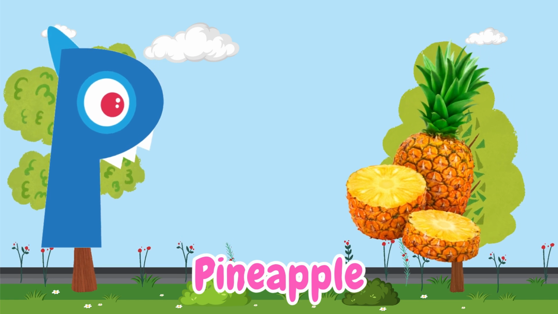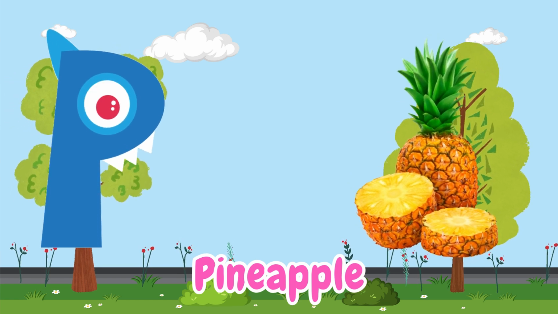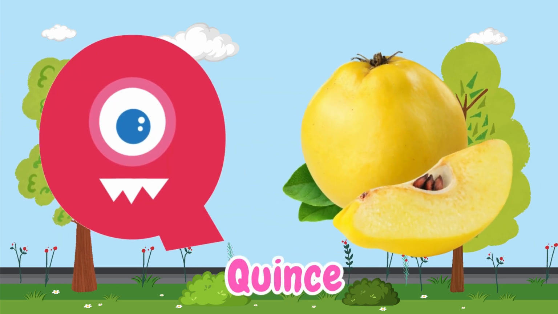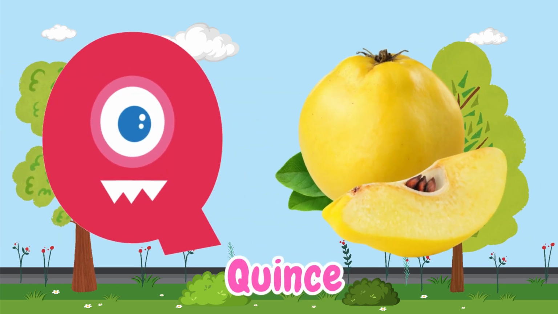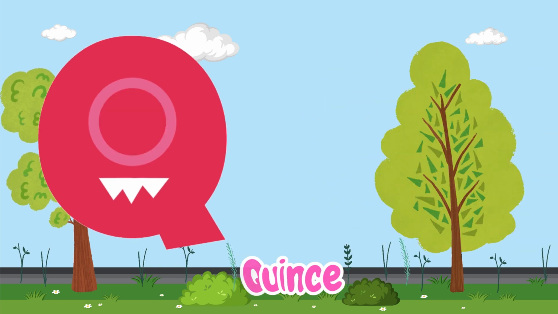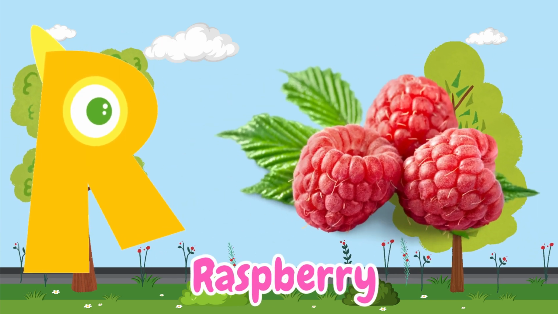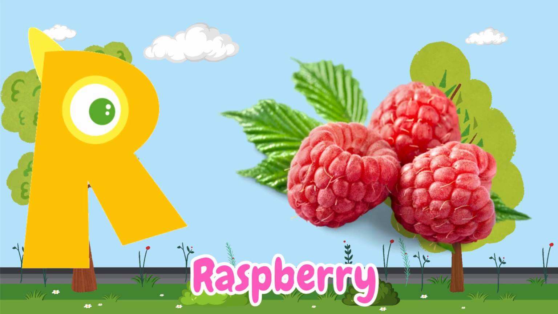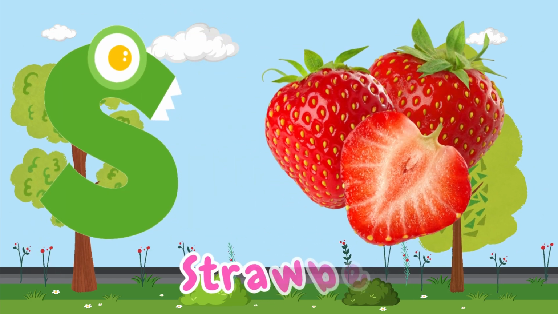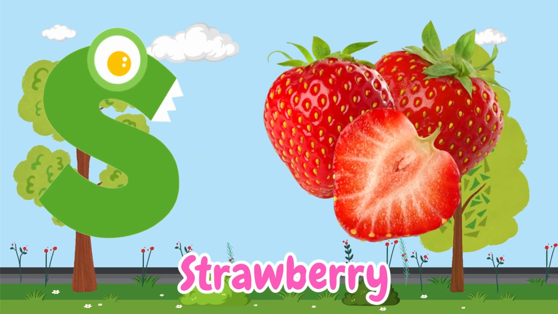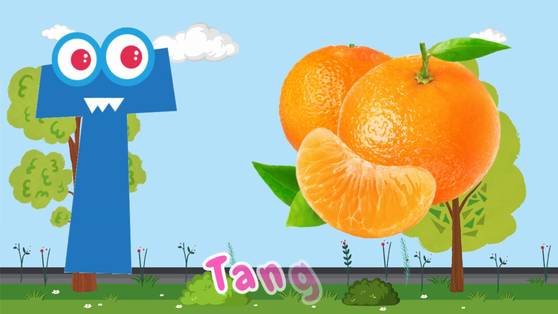P is for pineapple. Q is for quince. R is for raspberry. S is for strawberry.